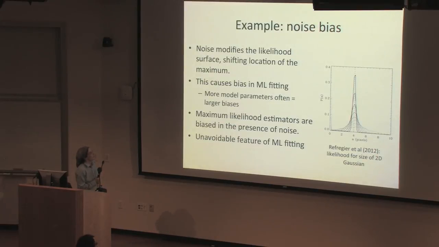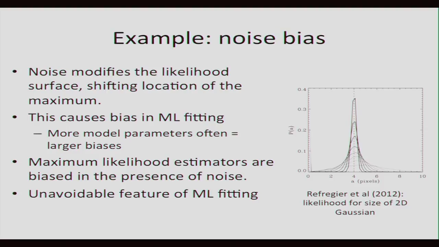Just to give you an example of noise bias, this is a plot from Refregier et al. 2012, a paper about this issue called noise bias. The basic idea is that the presence of noise in the images modifies the shape of the likelihood surface. So if you do a maximum likelihood fit, you're looking for the maximum of this likelihood surface, but it's in the wrong place because of the noise.